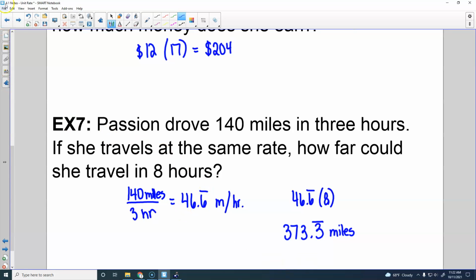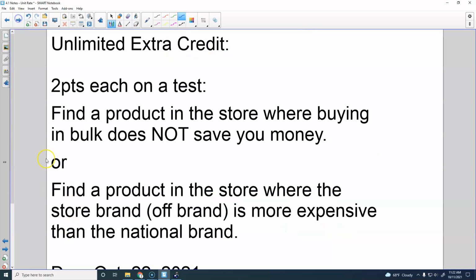All right, you have 2 extra credit options here for you. This first one is unlimited. It is going to be due by October 22nd. You can turn it in to me anytime you find it.